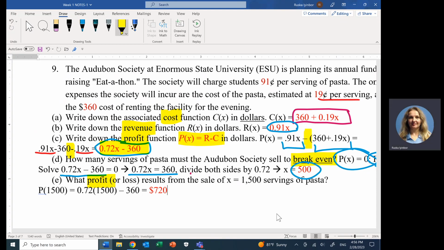So I have 0.72 times 1,500 minus 360, and that gives me $720. It's going to be my profit. So I'm going to have profit because it's a positive number. If I get a negative number, then I'm going to have loss. I'm going to lose money if the profit is negative. Okay? So this is how you do number 9.